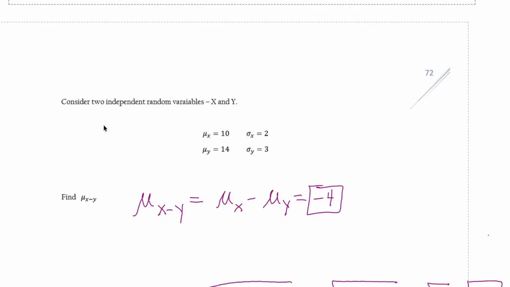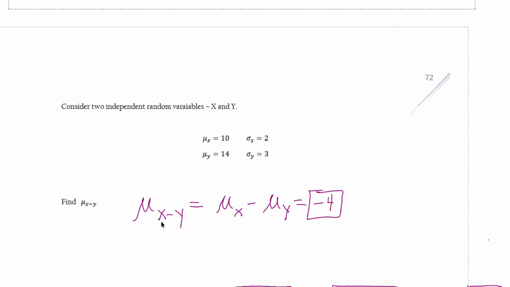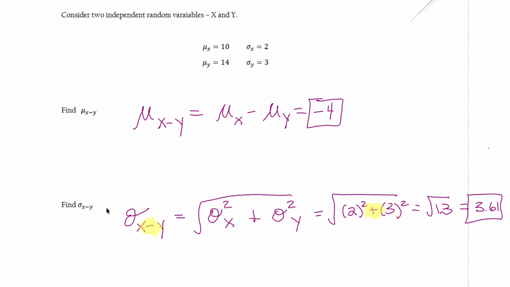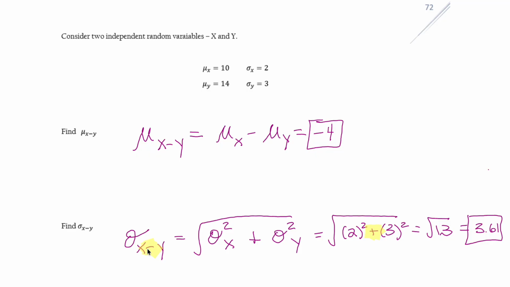So consider two independent random variables, X and Y. Mu X is equal to 10, mu Y is 14, standard deviation of X is 2, standard deviation of Y is 3. Find mu of X minus Y. So remember the formula we just learned? When you're subtracting two events to find their difference for the expected value, you're simply going to subtract their individual expected values, which gives you -4. To find the standard deviation of X minus Y, no matter if you're adding or subtracting, you're always going to add the variances first and take the square root. Therefore, you get 3.61. Okay, that's just a little practice.